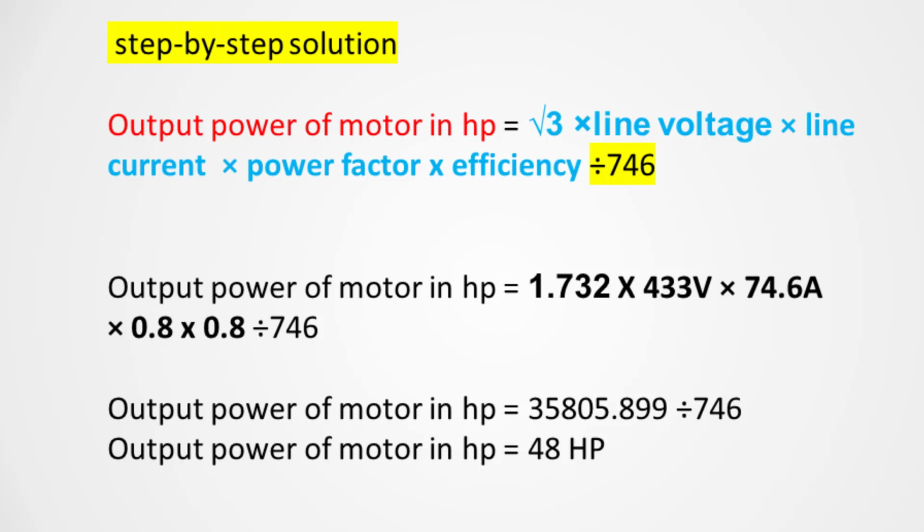We need to find out the horsepower developed by a 3-phase induction motor with the given parameters. First, multiply 1.732, 433 volts, 74.6 amps, 0.8, and 0.80 together. This gives us 34,640.48. Now, divide that by 746. This gives us a horsepower of around 48.